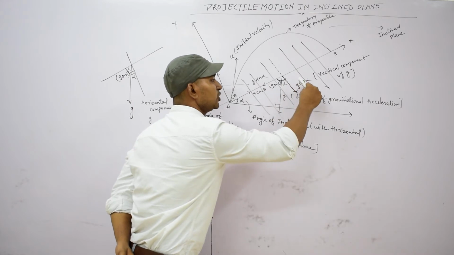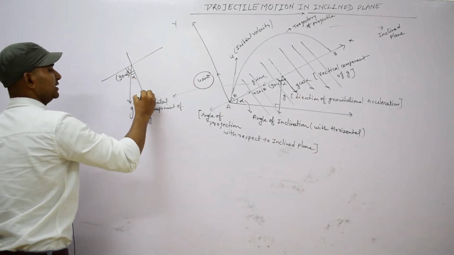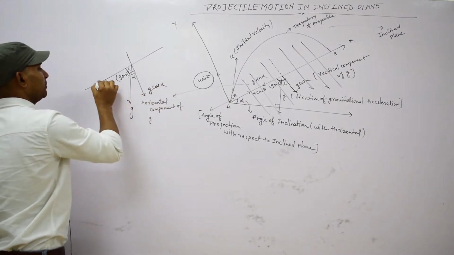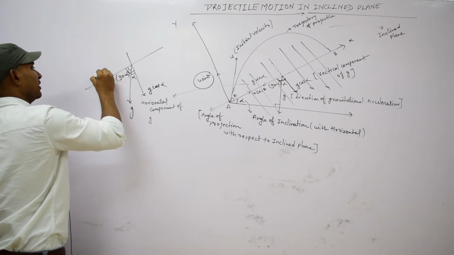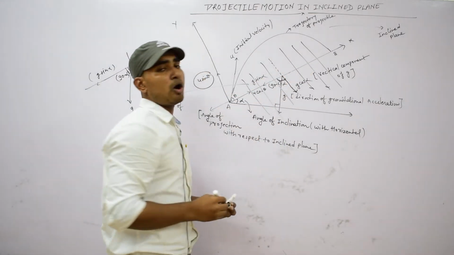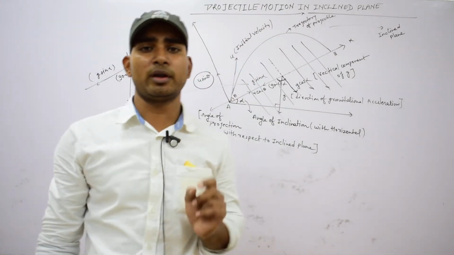Same, we can resolve g sin alpha. If this is the g cos alpha, let's suppose this is alpha and it is g, so it will be g cos alpha, and perpendicular to it this component will be g sin alpha, which is acting in a horizontal direction.